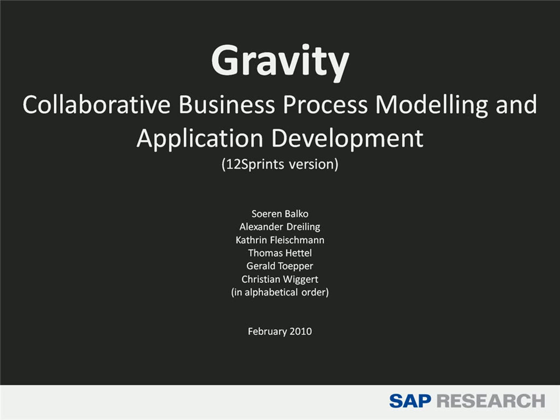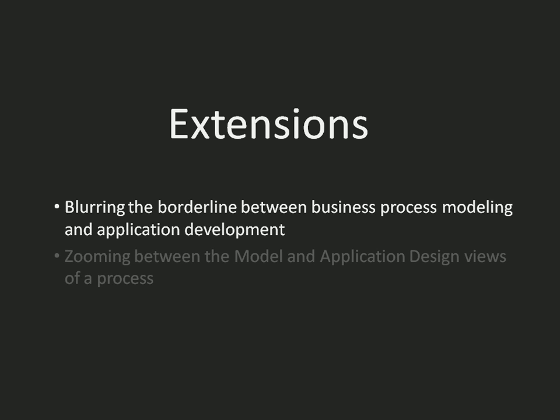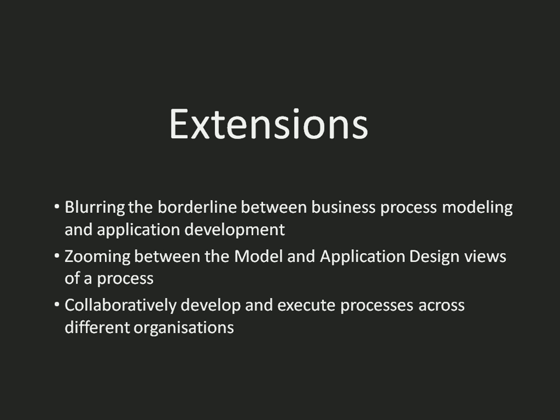Gravity is a research prototype providing real-time, cloud-based, collaborative business process modelling. Gravity also enables users to build process-centric applications and blur the borderline between application development and business process modelling. Gravity is platform independent, having been implemented previously on the Google Wave platform. And in this demo, we will see it running in SAP's new enterprise collaboration tool, 12Sprints.